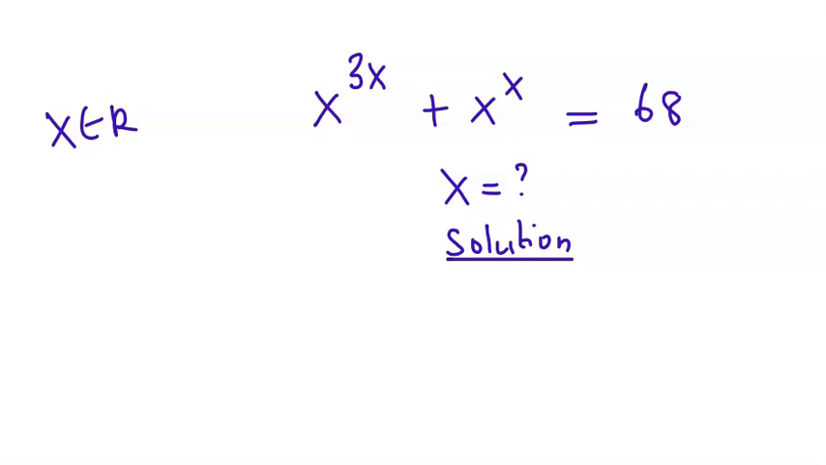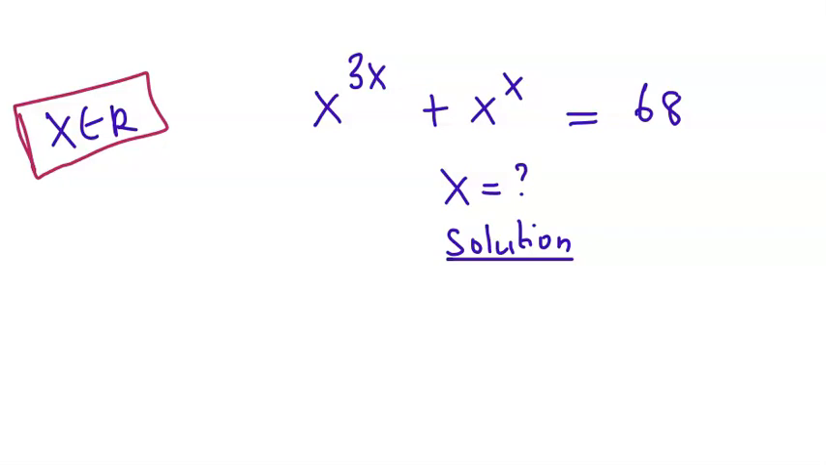Today we have this interesting Olympiad mathematics problem, okay? We're here to solve for the real value of x. As you can see, x is a real number. And what is the equation? x^(3x) + x^x = 68. So we're going to solve for x. So how do we approach this problem?